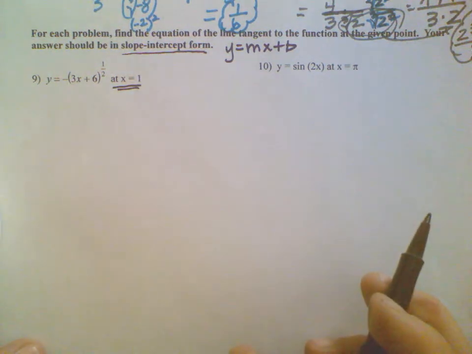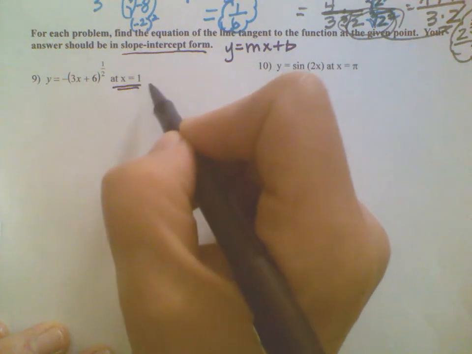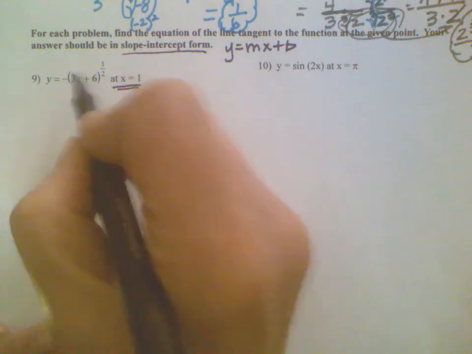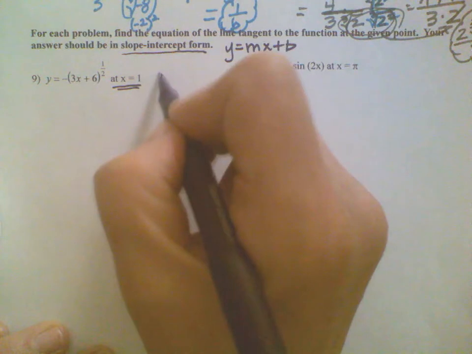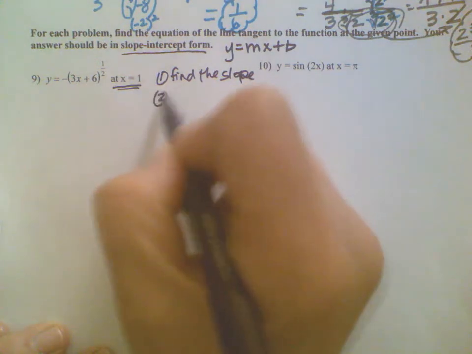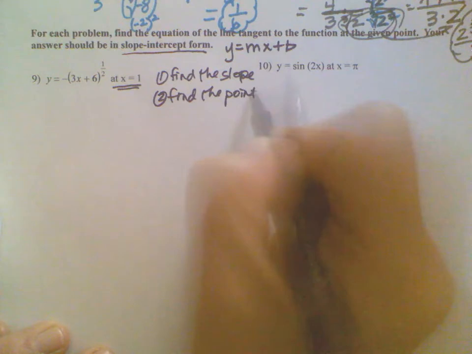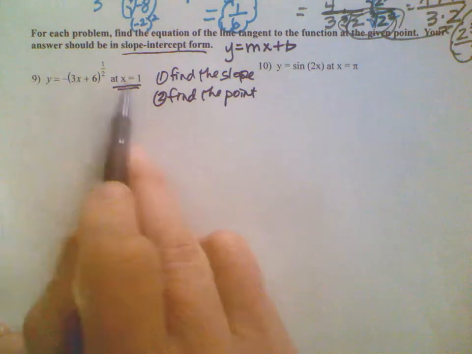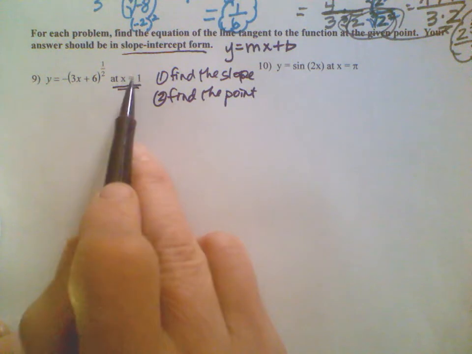You may notice also that in this problem, they only give us an x value. And in order for me to get this linear equation, I'm going to need a point, which means I'm going to need a y value. So I have two things that I have to do here. I have to, one, find the slope, which comes from the first derivative, and two, find the point, which comes from the y value when my input is whatever the given x is, in this case, 1.